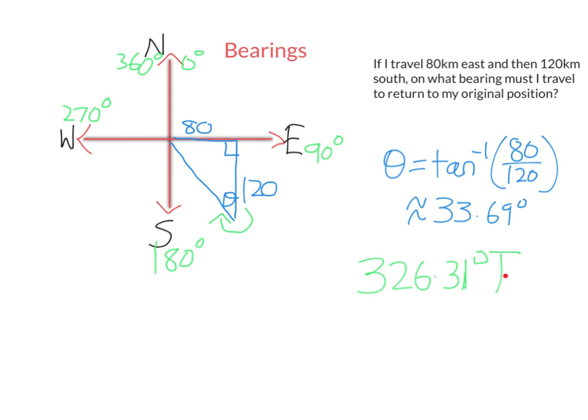We usually just put a T there, indicating we're using true bearings. See, that makes sense, because if I've gone east and south, and I've got southeast, I need to go northwest to go back to my starting point. And northwest means the angles between 270 and 360, which I got here.